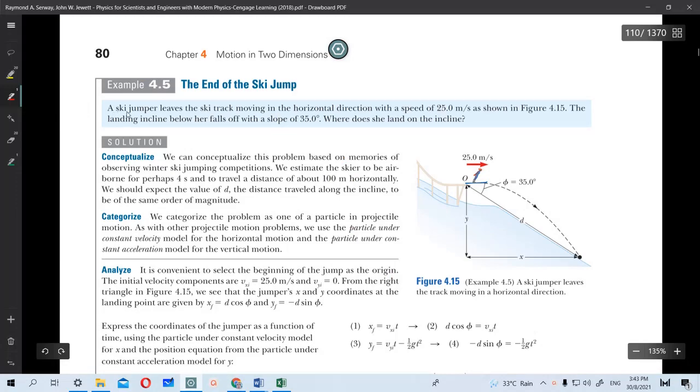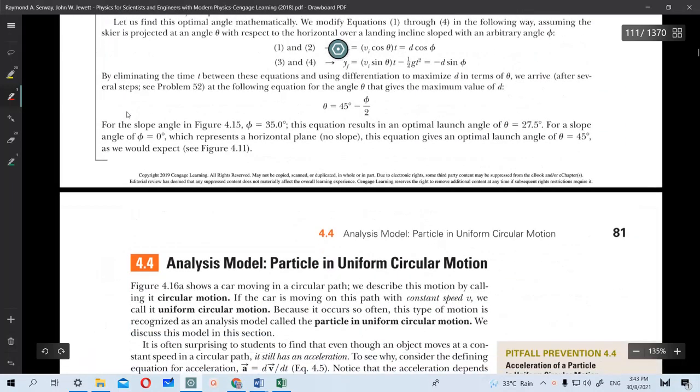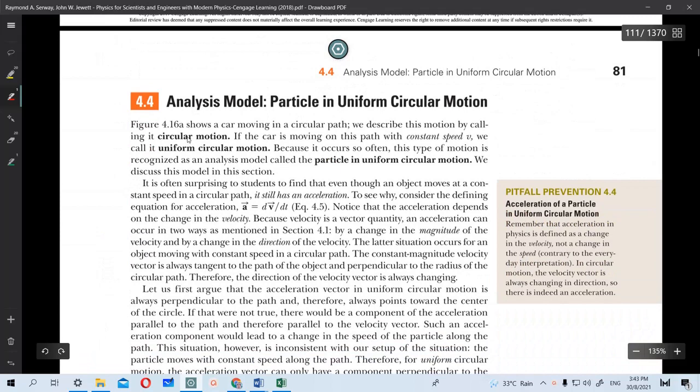We're not going to cover example 4.5. Okay, let's look at the last subtopic, analysis model, when an object moves in a uniform circular motion.